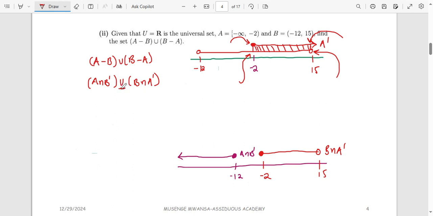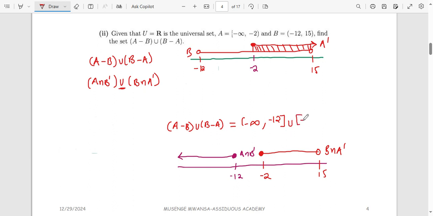Now the thing is that we want to find the union. Union means combine. So simply combine these two sets. That's the meaning. So if you combine these two sets which are down here, I can now say therefore A minus B union B minus A is going to be, you can see the smallest, we are starting all the way from negative infinity, comma, we are pausing at negative 12. Negative 12 you can see is shaded, so I'll put close, and then I'll put union. We are continuing from negative 2, which is also closed there, all the way up to 15. At 15 is going to be open. So this is our answer. Does that make sense?